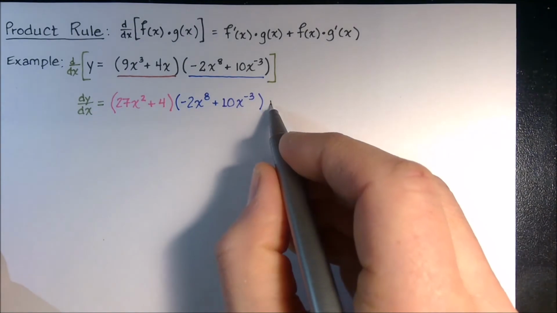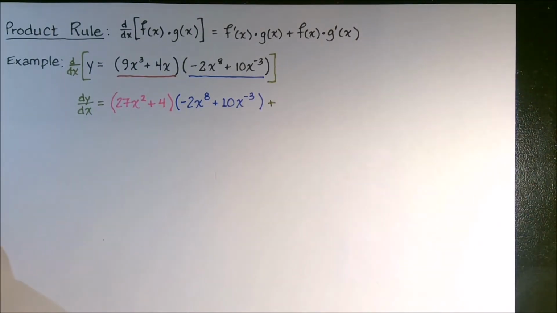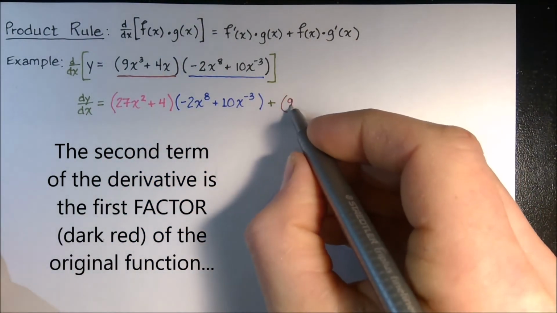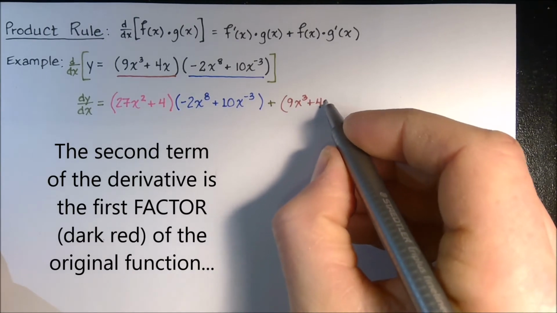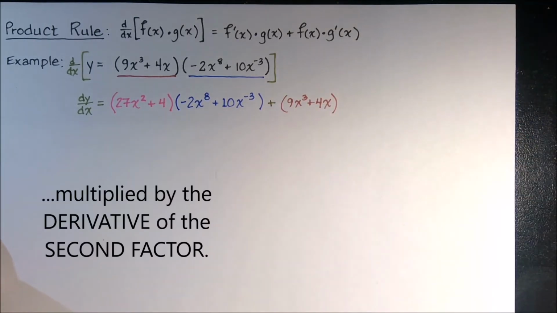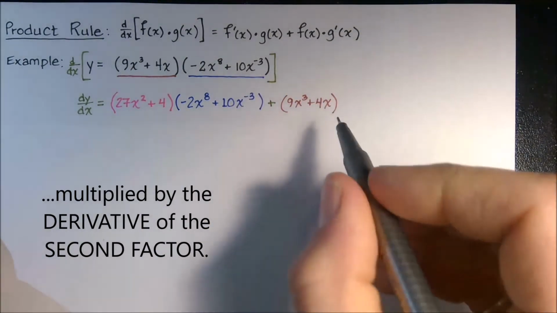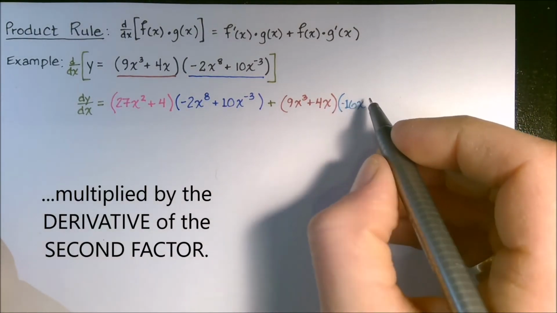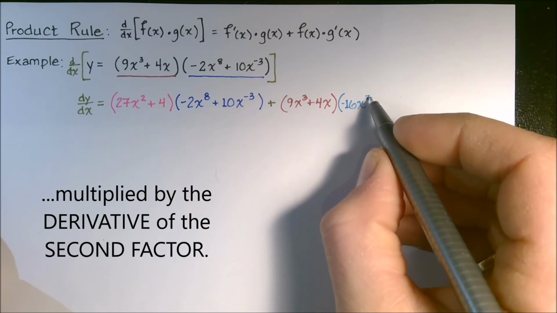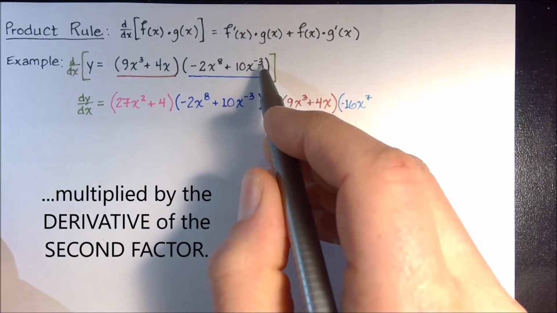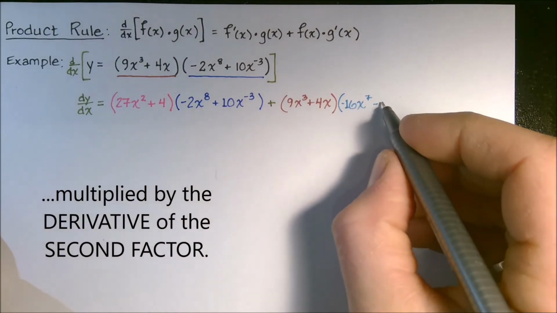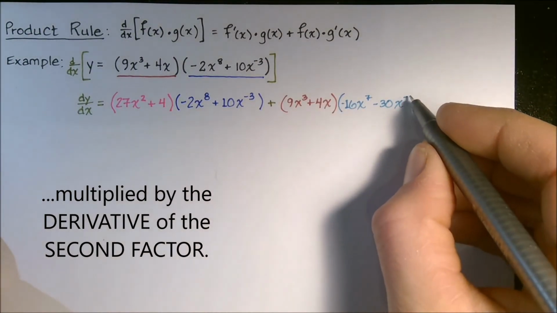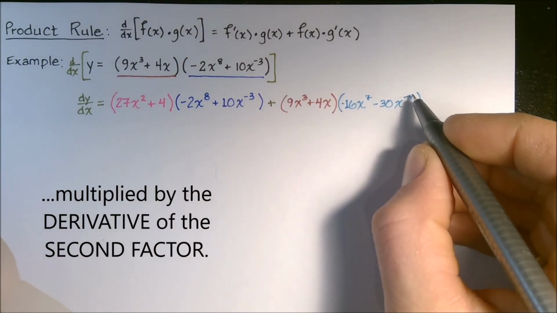Then we have to add this other piece. And that's the first, right? It's the first, see it? The first, so 9x cubed plus 4x, times the derivative of the second. So 8 times negative 2 is negative 16. 8 minus 1 is 7, so negative 16x to the seventh. And then we're going to multiply negative 3 times 10. That gives us minus 30x. Negative 3 minus 1 is negative 4, so negative 30x to the negative fourth.